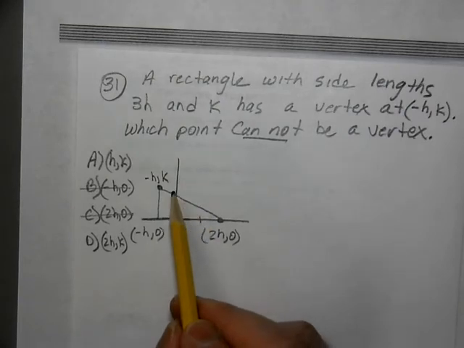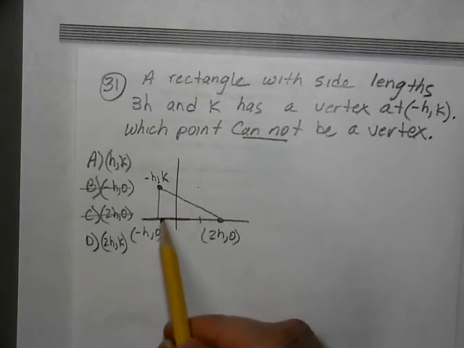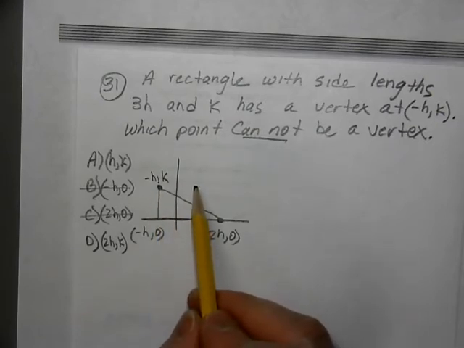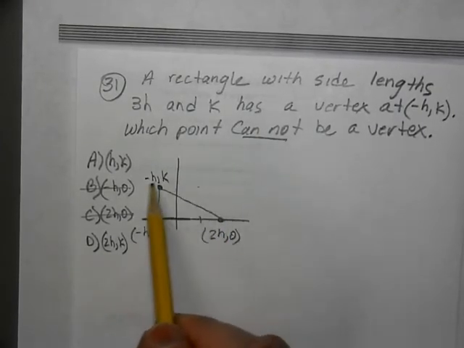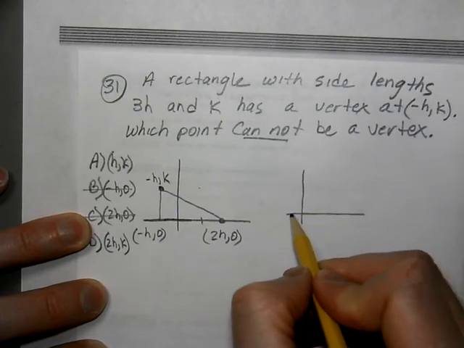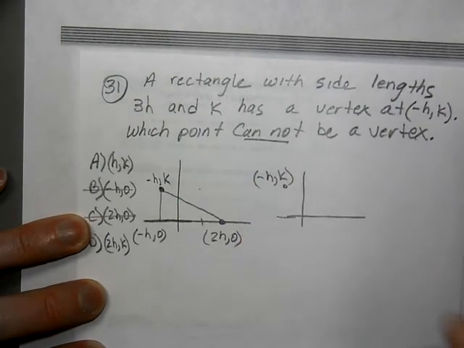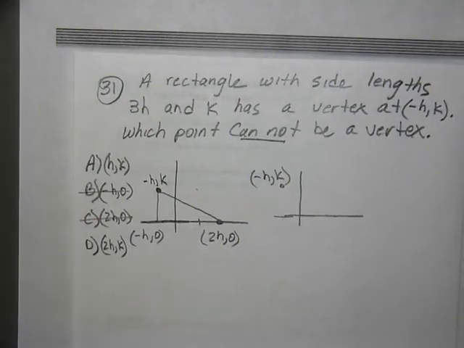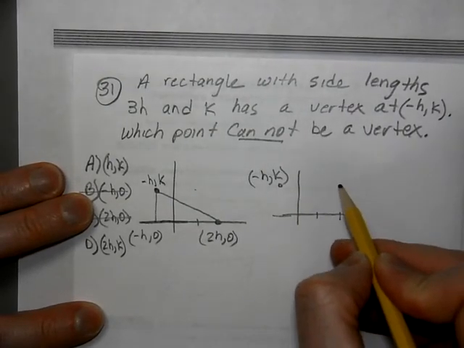So hk would be here, h comma k. So if that was it, that's just 2 units. We don't have 2 units in any direction, so I'm thinking that that can't happen. 2h comma k, I believe that could happen. If we have this point at negative h comma k, could we go to the side 2 more h's and up k?